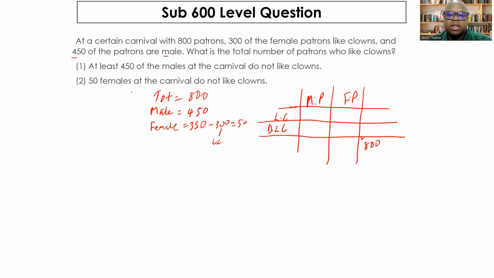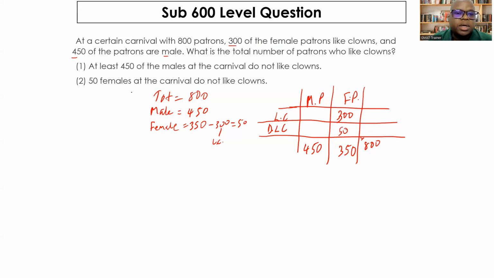So male patrons, all of them, those who like and don't like clowns, we have 450. Then for the female patrons, those who like and don't like clowns, we have 350. From the information given, you also know that 300 of the female patrons like clowns. So the females who like clowns are 300, and the females who don't like clowns are now 50.